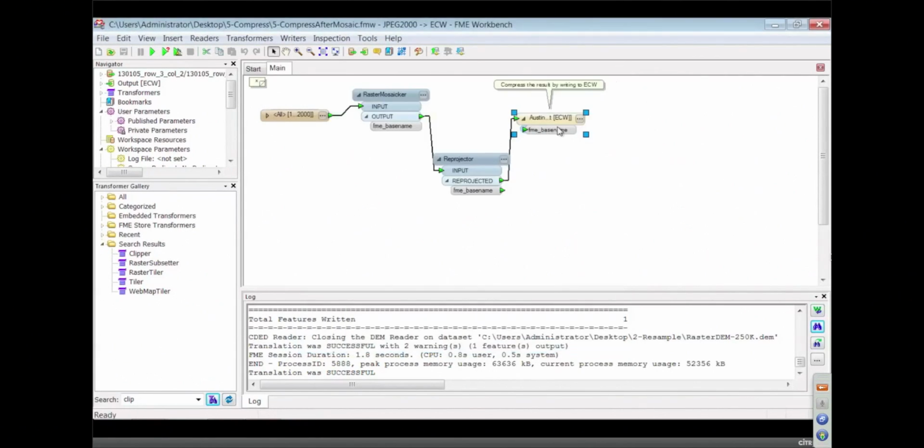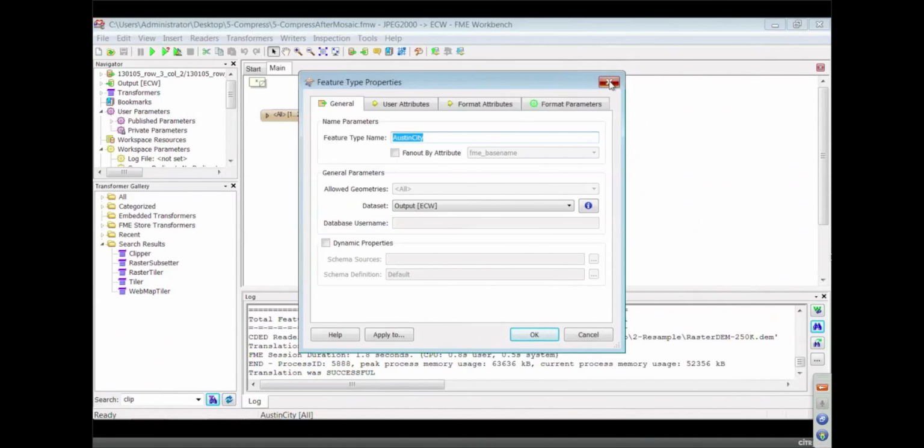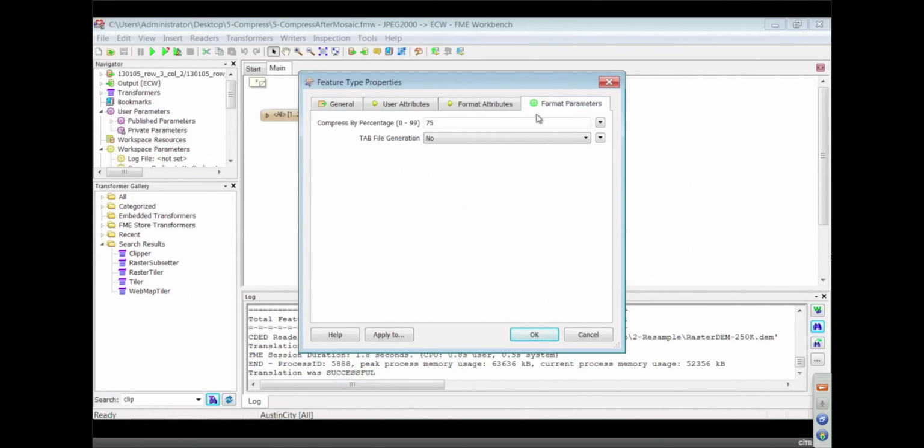So to do that again in slow motion, I right-clicked on the output. I said properties. Actually, I didn't. I actually just hit the dot, dot, dot. And then it brings me up the properties. And then at the far right, there's the format parameters. And that's where I can put the percentage in.